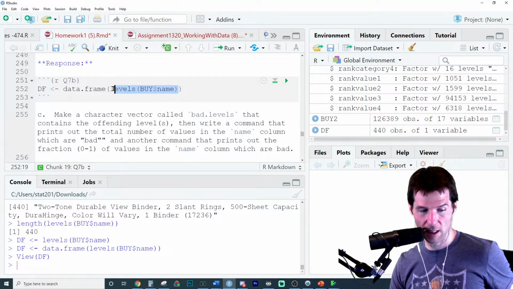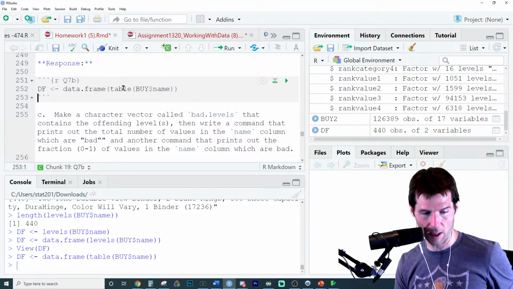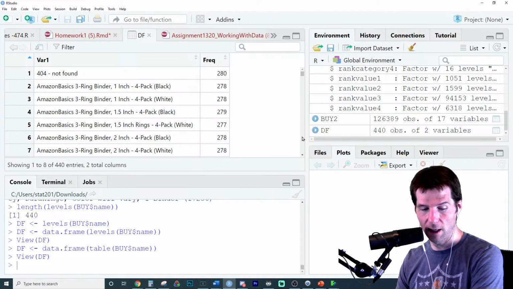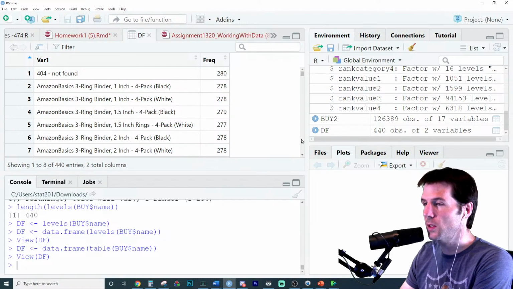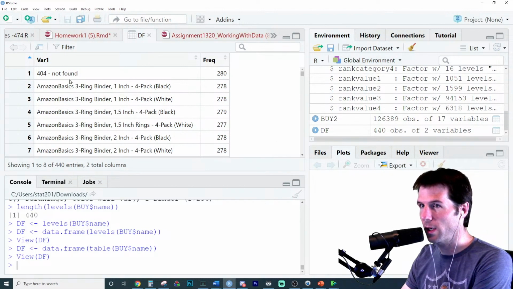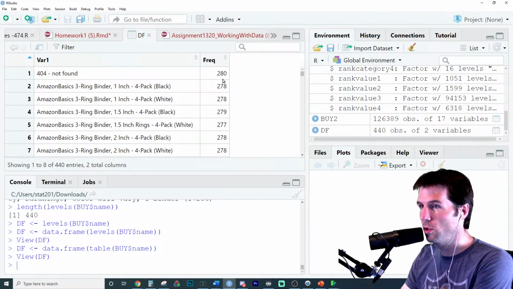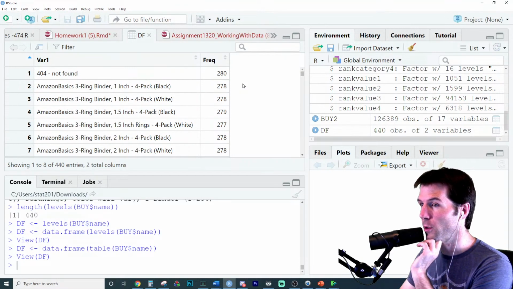If you wanted to see what was going on right here, I guess this... I don't know what's going to happen if I do this. Not bad. I actually kind of like it. This right here is just a data frame of a table. A table is a named vector, so it actually did what I wanted it to do. We can actually see that there were 280 occurrences of the 404 not found notebook.